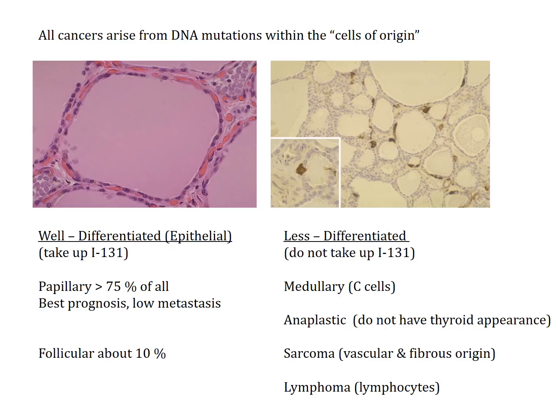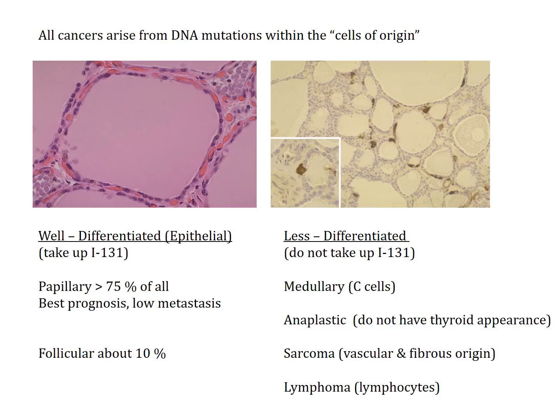Sarcomas, lymphomas of the thyroid gland, those are cancers that started in the thyroid that did not originate from those follicular epithelial cells. The thyroid cancers that originated from those follicular epithelial cells tend to be a little bit better differentiated. They tend to show a better prognosis. They tend to have lower rates of metastatic disease.